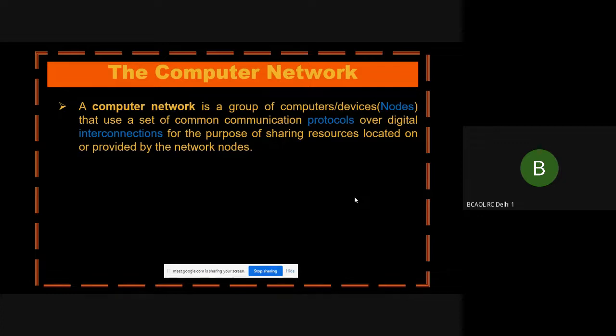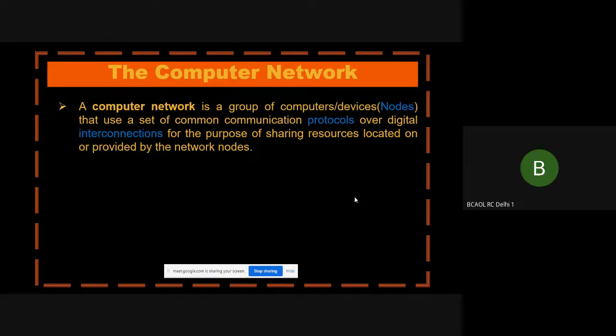Right. A computer network is a group of computers or devices. Computers or devices are also known as nodes in a network, right? That use a set of common communication protocols. So what are protocols? First, you should know what are protocols. Does anybody know what protocols are? Rules. Protocols are a set of rules.